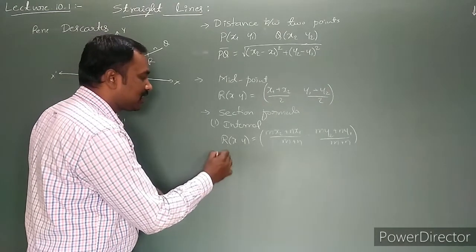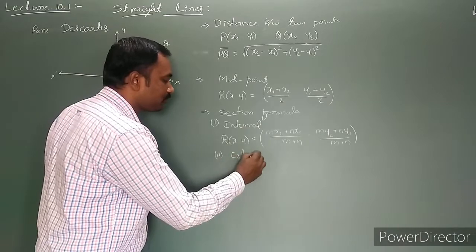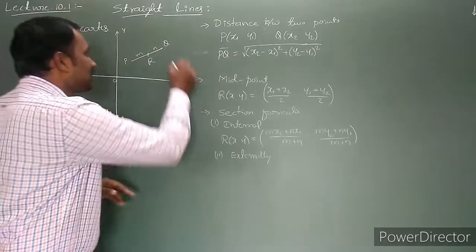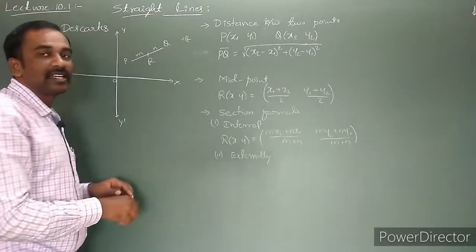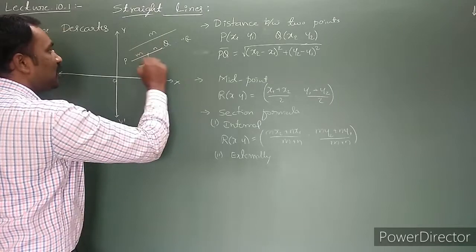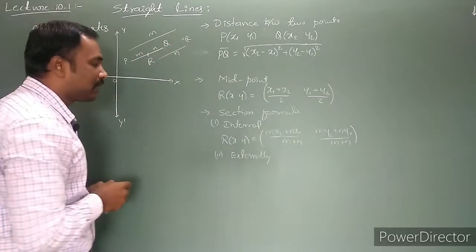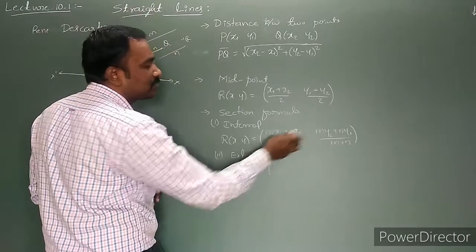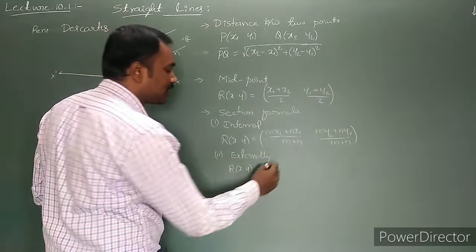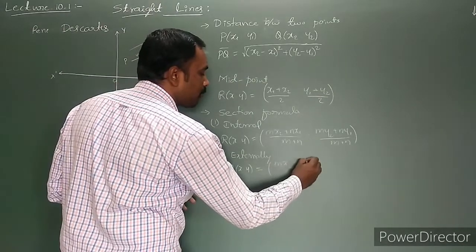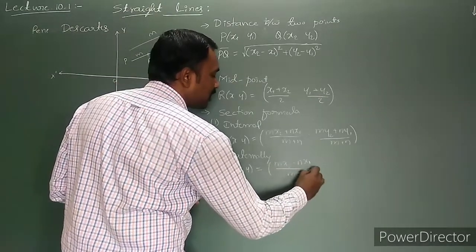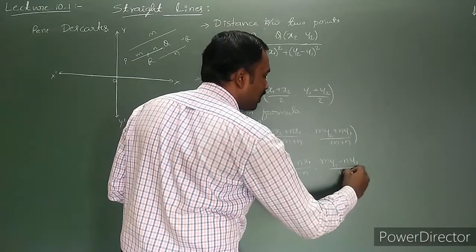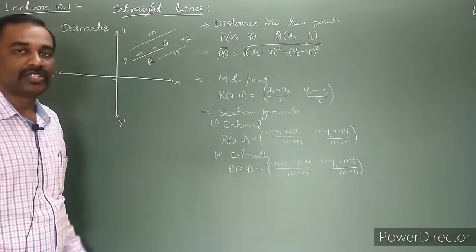Next, the second case is external division. Suppose the point R divides the line externally in the ratio m is to n. In that case, what are the coordinates of R? Here there was a plus sign; remove the plus sign and replace it with a minus. So (mx2 minus nx1) divided by m minus n, and similarly (my2 minus ny1) divided by m minus n. This is the section formula.